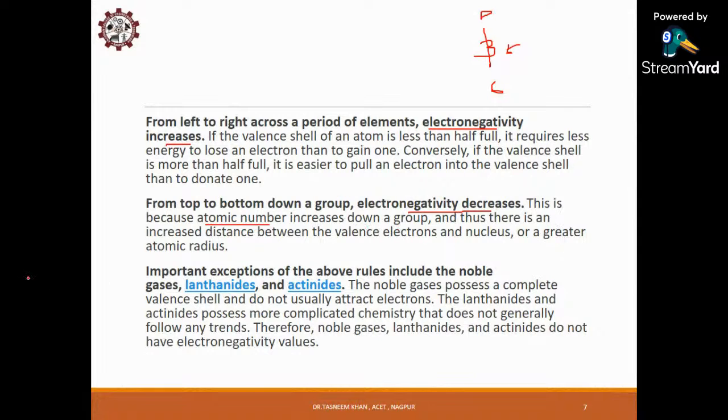to bottom. So there are certain exceptions, which include the noble gases, lanthanides and actinides. The noble gases possess a complete valence shell and they usually do not attract electrons. The lanthanides and the actinides also possess more complicated chemistry that does not generally follow any trends. Therefore, noble gases, lanthanides and actinides do not have electronegativity values.